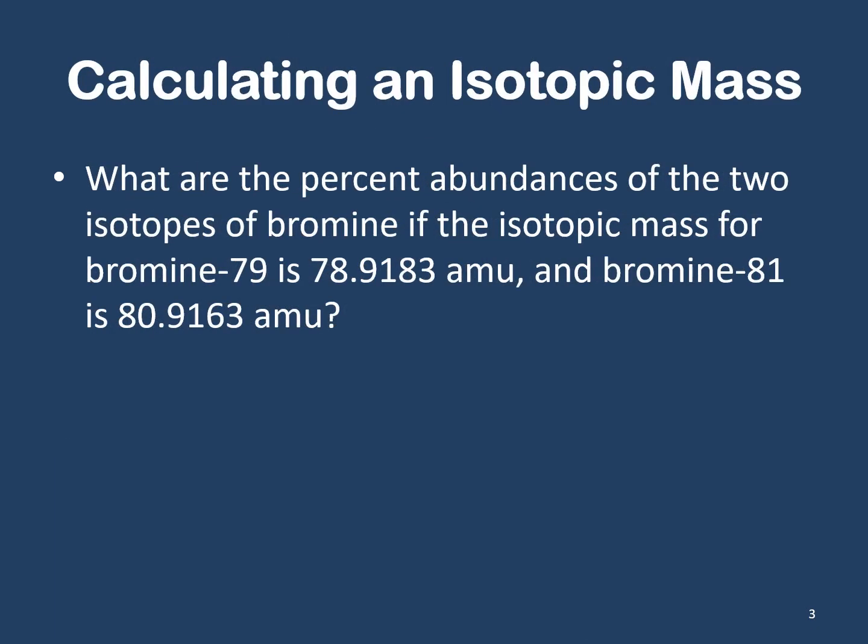What are the percent abundances of the two isotopes of bromine if the isotopic mass for bromine 79 is 78.9183 and bromine 81 is 80.9163 atomic mass units? Now, in order to do this problem, the first thing we need to do is look up the average atomic mass of bromine from the periodic table, which we get 79.904 AMU.